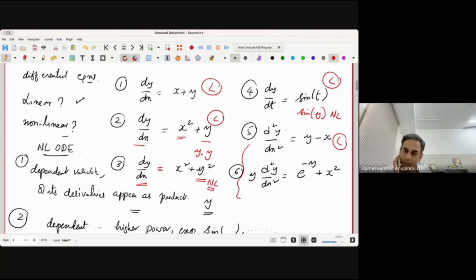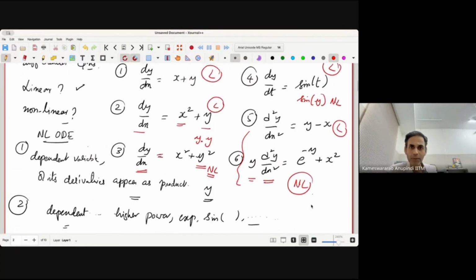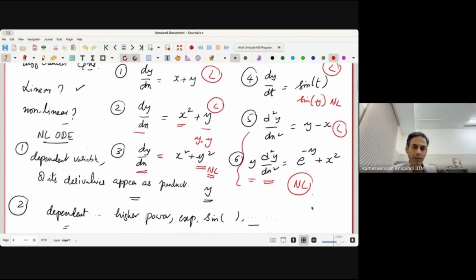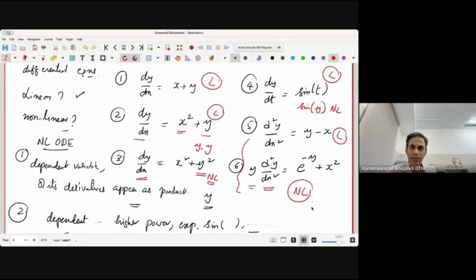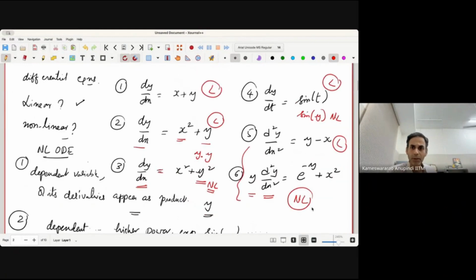What about the sixth equation now? That's nonlinear. It is nonlinear because you're multiplying y with d square y by dx square. So this is a nonlinear equation. Okay. At least we are able to identify, with these principles, whether it is a linear or nonlinear differential equation. You can apply this to any equation that we come across. I think that is important.